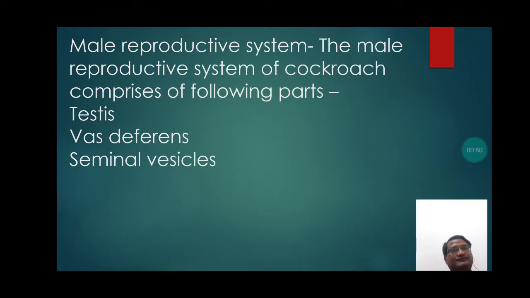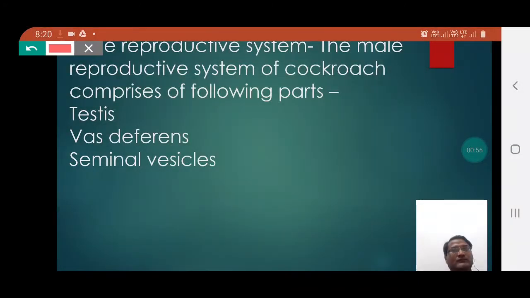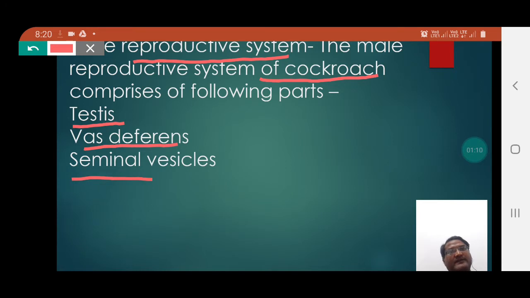Students, the most important parts of the male reproductive system of cockroach are the testis, vas deferens and seminal vesicles. But besides these important parts, there are some accessory glands like the mushroom gland and a specific duct which is called the ejaculatory duct.